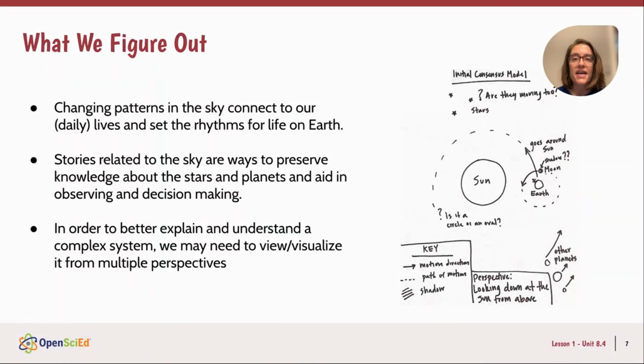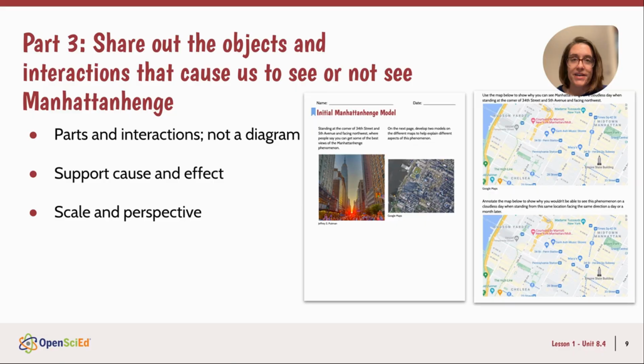In this lesson, we will figure out that changing patterns in the sky connect to our lives on Earth, that stories related to the sky are a way to preserve knowledge and make decisions. And in order to explain complex systems, sometimes we'll have to view it from multiple perspectives. During this lesson, you'll also want to bring to the forefront that light moves in a straight line and that the Earth spins on its axis, once each day, day and night, and goes around the sun once a year. Now we're going to look at some key moments in lesson 1.